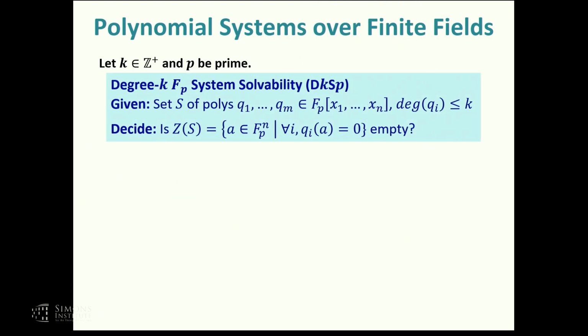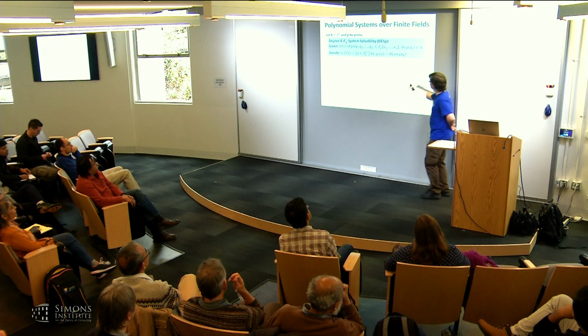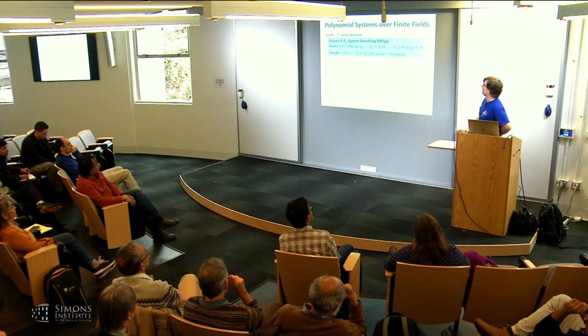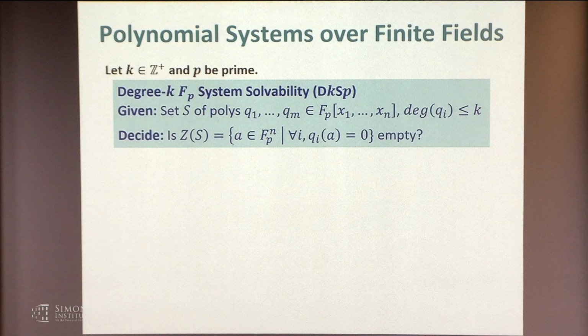So let's start with the problem. In this talk we'll be looking at mainly prime fields, F_p where p is prime, and k is some positive integer. We'll look at degree k F_p system solvability, where you're given a set of m polynomials in n variables whose degrees are at most k, and we want to know if there's a solution to them. So is there some assignment to the variables which makes all the polynomials vanish? Is the zero set empty or not?